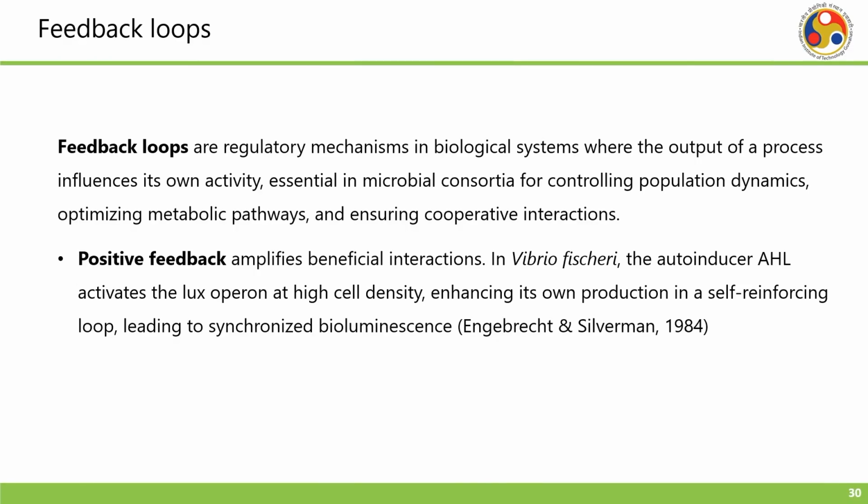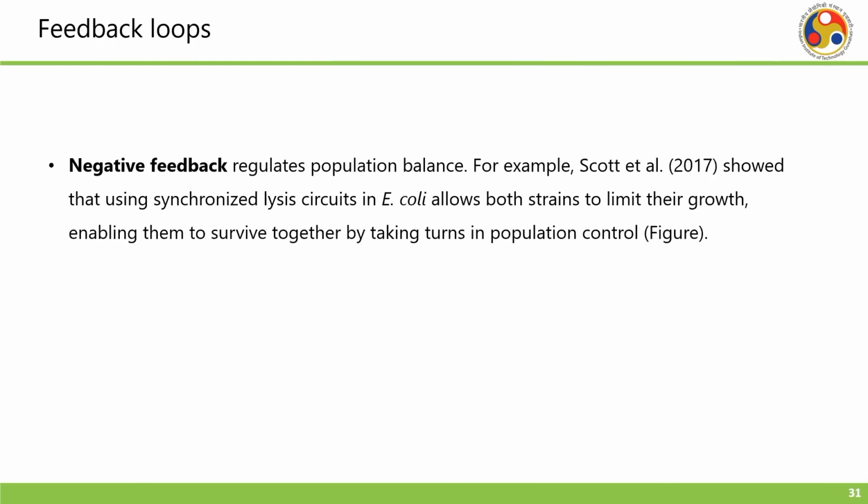In Vibrio fischeri, the autoinducer AHL activates the Lux operon at high cell density, enhancing its own production in a self-reinforcing loop, leading to synchronized bioluminescence. Then there is a negative feedback loop that regulates population balance.